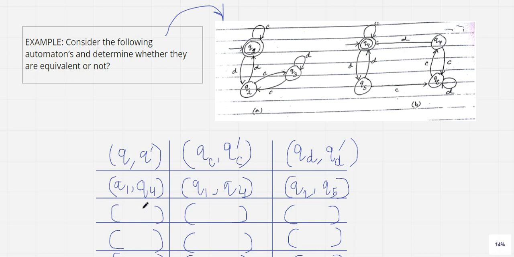Now how to proceed forward? This is just the initial part. We have to start off with the initial states. How to proceed forward? Whatever new state you come across after scanning this process, I have to bring it down. Q1 Q4 I was scanning and I found Q1 Q4 for input C. Then for D I got Q2 Q5. So what is the new pair? Q2 Q5. So bring it over here.